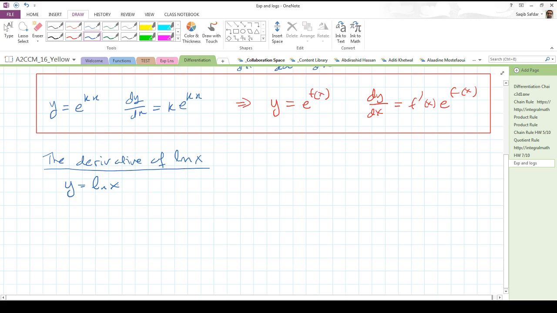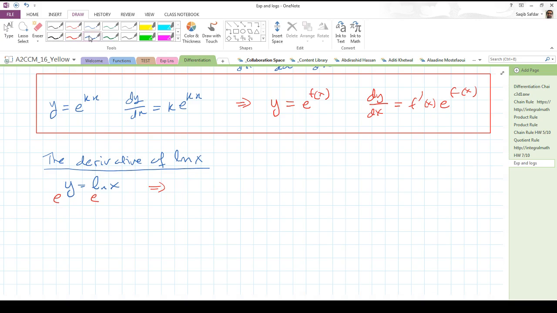We don't know what the derivative of ln x is at the moment. There is no standard formula we can use to just differentiate ln x. So what we're going to do is a little trick. We'll take the exponentials of both sides, and that will lead us to e to the ln x, which gives us what? x. It just gives us x.